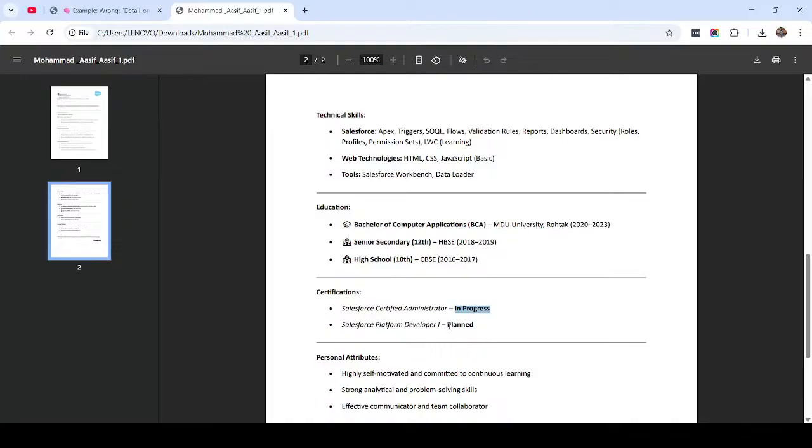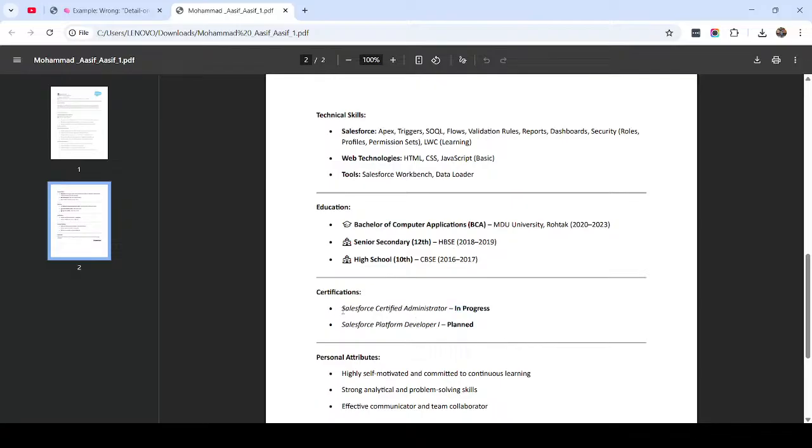Please don't make it something in between like "in progress". Instead, just mention either you must have completed it or you haven't. Whenever you have given the Salesforce exam itself, the result is shown at the moment. There is no in-between thing like in progress or starting or end. So no need, and there is no need of this "planned, in progress" also.